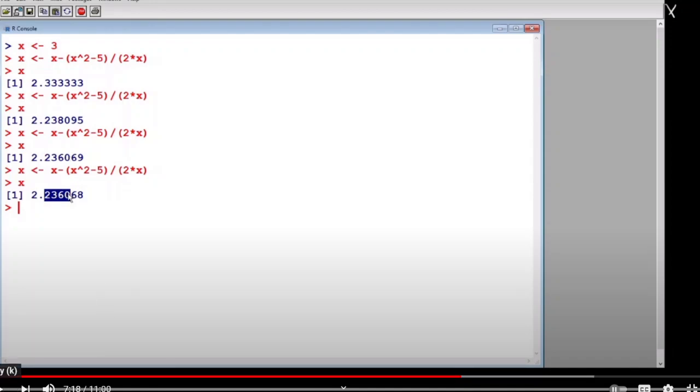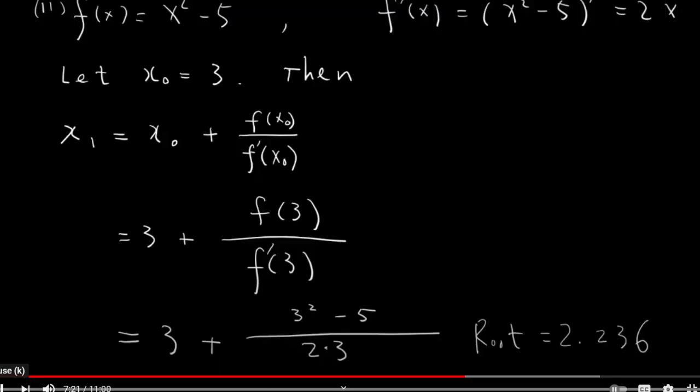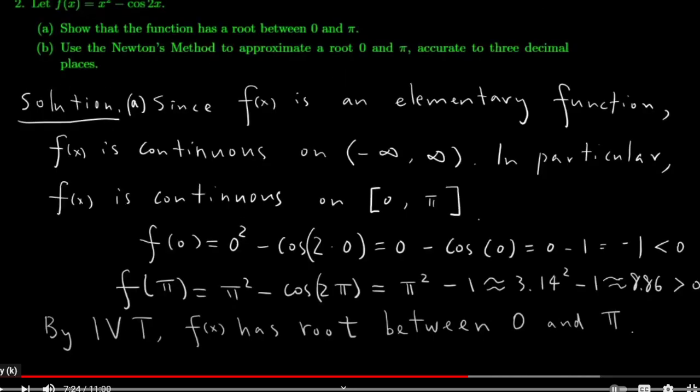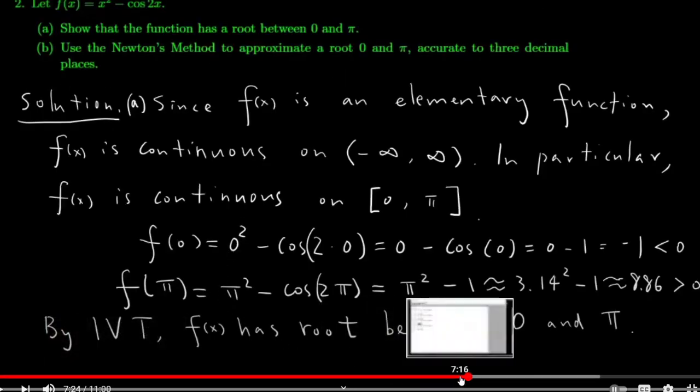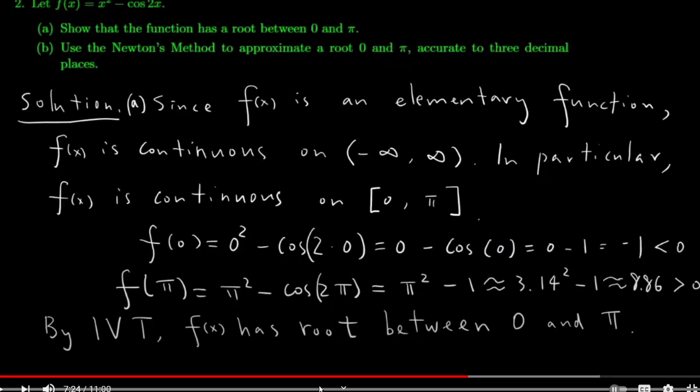So did I make it clear? We're ready to give the answer to the question. You see the answer is 2.236, because the first 4 decimal places are not changing anymore.